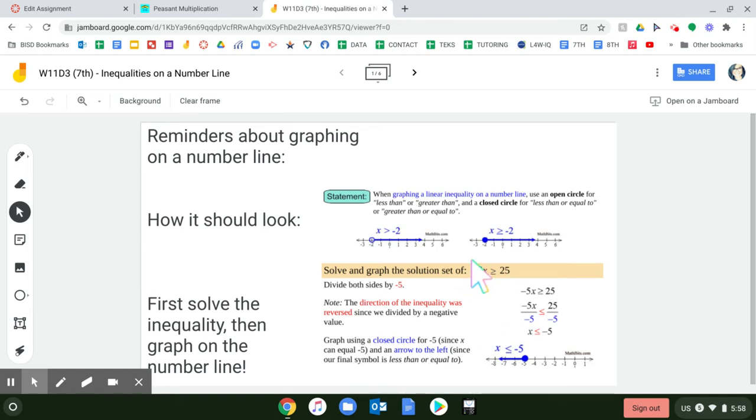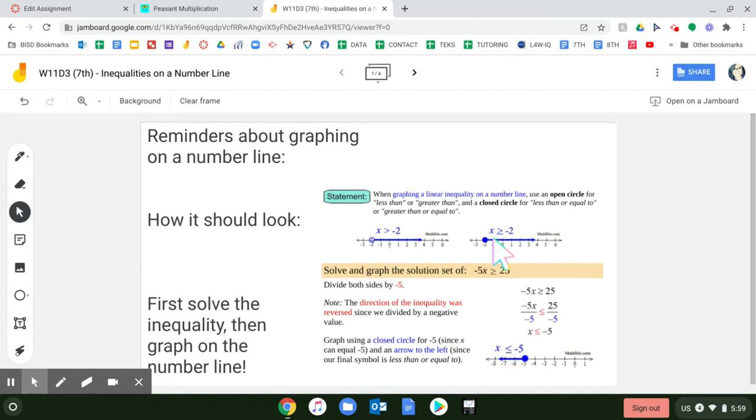Hey guys, so when you are graphing a linear inequality on a number line, there's just a few things that you should remember. Once you have your answer to the inequality, when you are graphing it, as a reminder, if it is greater than or less than, you're going to use an open circle and then show what x could equal. In this situation, x is greater than -2. So you would circle -2, and x is greater than, or bigger than, anything all the way up the number line.